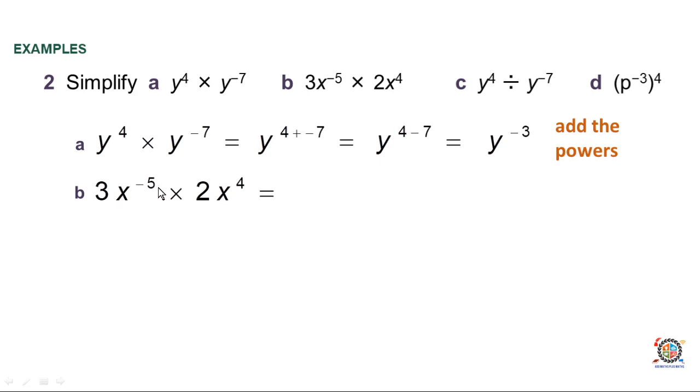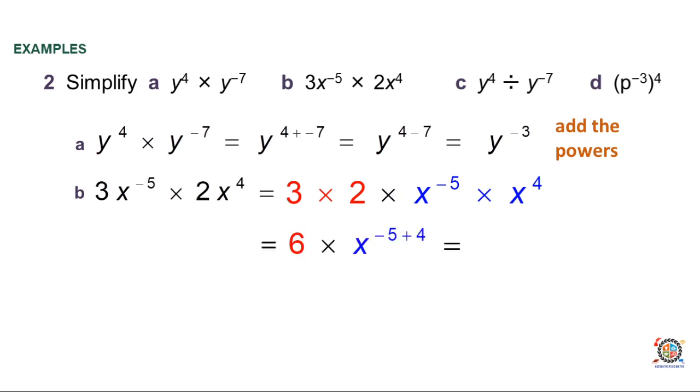3x to the power of negative 5 times 2x to the power of 4. So you will notice that 3 times 2 can be multiplied. It will become 6. Negative 5 and positive 4 can be added since they are the index of the base x. Okay, so this will come out. 3 times 2 is 6. Then you will multiply x to the power of negative 5 times x to the power of 4, meaning x to the power of negative 5 plus 4. Okay, then you will come up with 6x to the power of negative 1.